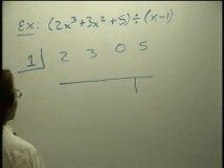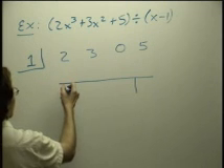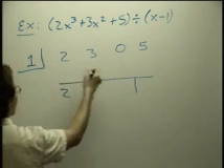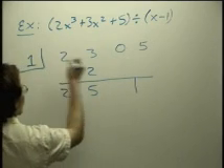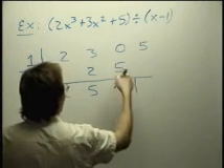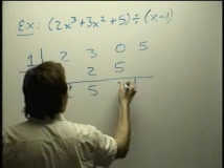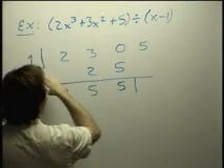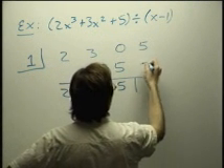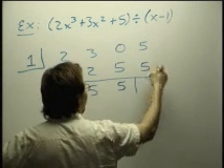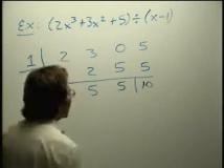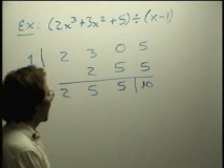Okay? So to divide, bring down the 2. 2 times 1 is 2. 3 plus 2 is 5. 5 times 1 is 5. 0 plus 5 is 5. 5 times 1 is 5. And remember, we're still adding. 5 plus 5 is 10. Don't make the mistake of subtracting because these are the same.